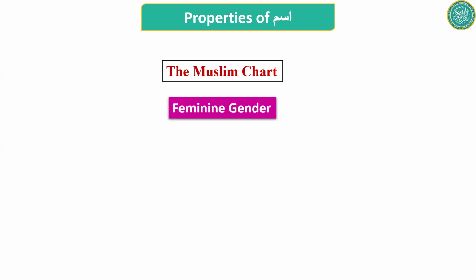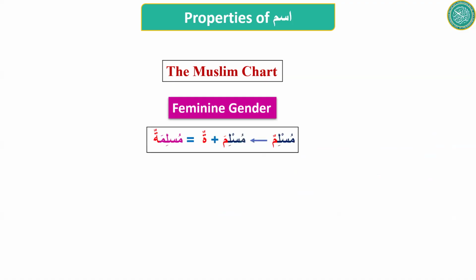Today, this is now the new stuff: the feminine gender Muslim chart. First of all, Muslimun means a single male Muslim. It's a masculine word. How do we change that to feminine? We replace the dhammatain, the two dhamma, with a single fatha. And then we add a ta marbuta with a tanween on it. So Muslimun means a male Muslim, and Muslimatun means a single female Muslim.